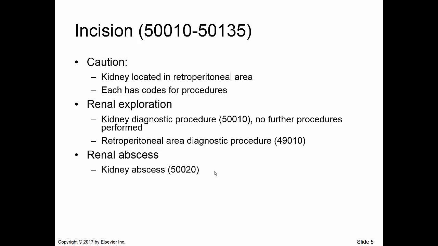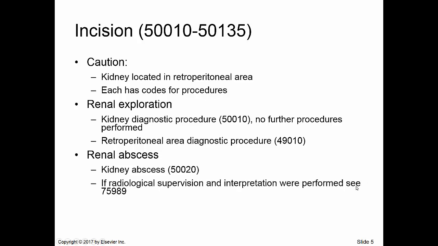Renal abscesses. If you have a kidney abscess, you're going to code that because that's exactly what you're incising for, and you're going to go in and take care of. The alert here, of course, is if you have radiologic supervision and interpretation, you're going to make sure you're using those 75,000 codes. 75,989 is the one applicable here. If you have a retroperitoneal abscess, you're going to code that appropriately.